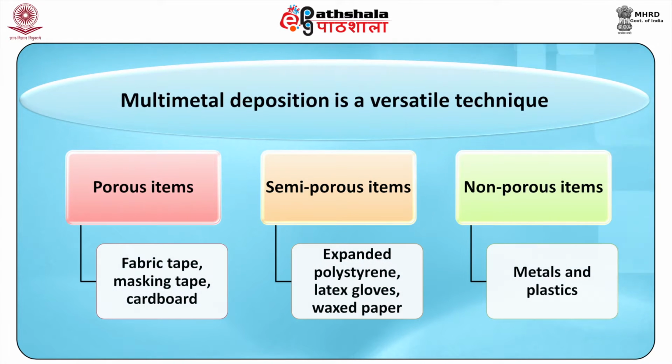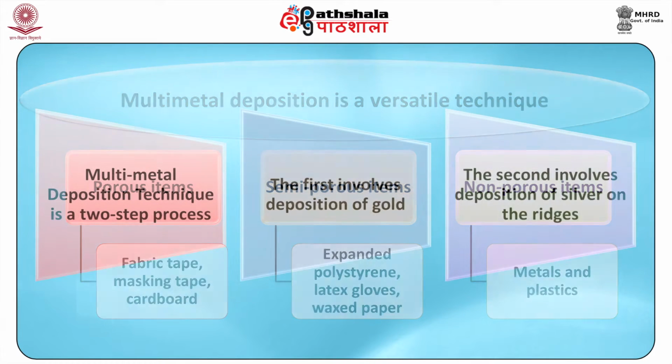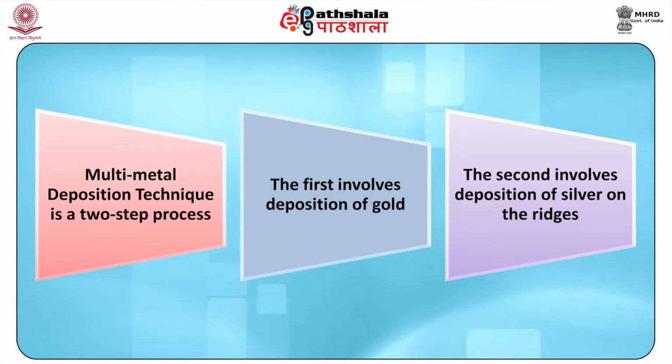You see, multi-metal deposition is a versatile technique of detecting latent fingerprints on porous items, for example, fabric tape, masking tape, cardboard; on semi-porous items, for example, expanded polystyrene, latex gloves, waxed paper, as well as on non-porous items, for example, metals and plastics. It is so named because it is a two-step process, the first involving deposition of gold and the second deposition of silver on the ridges, thereby visualizing the latent impressions.